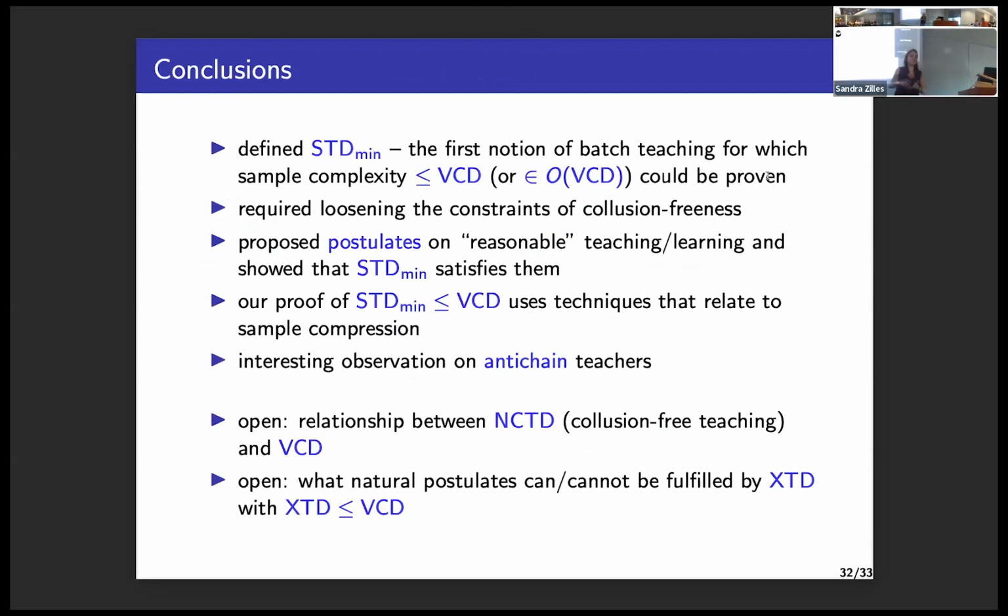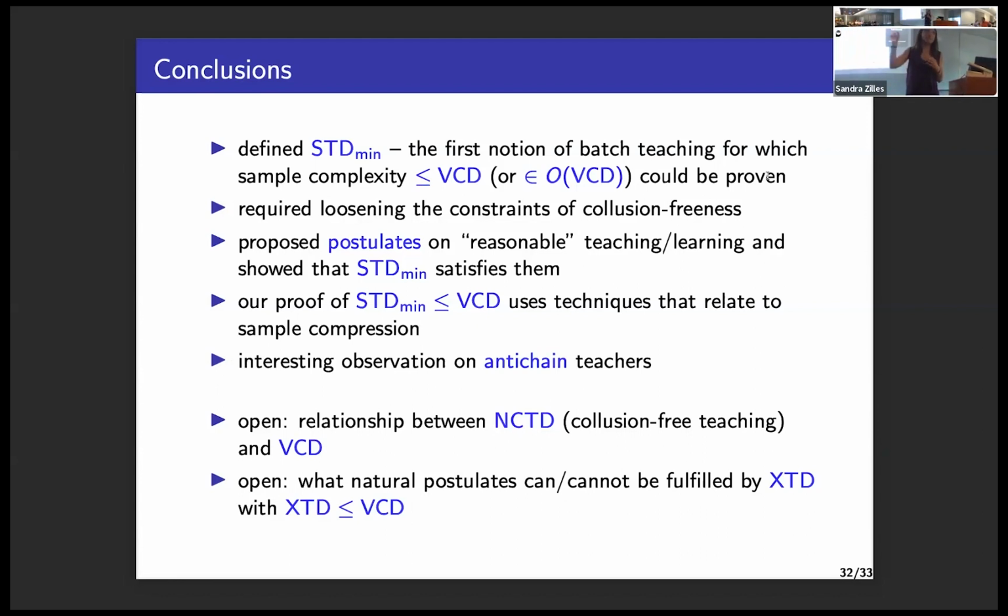So to wrap up, we defined the STD-min notion, the first notion concerning batch teaching that has a sample complexity at most VC dimension, or even the first one known with linear in VC dimension as an upper bound. That meant we had to soften up collusion-freeness constraints. We instead proposed some new postulates for collusion-freeness that could hopefully be useful in guiding the design of teaching models. And STD-min satisfies them all.